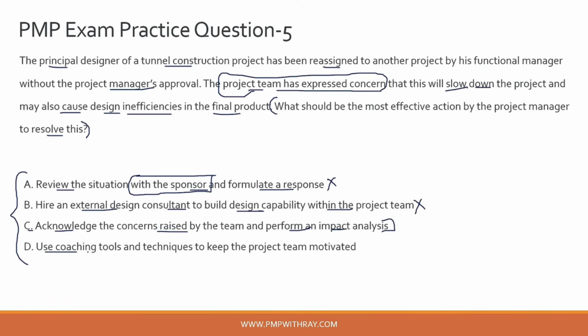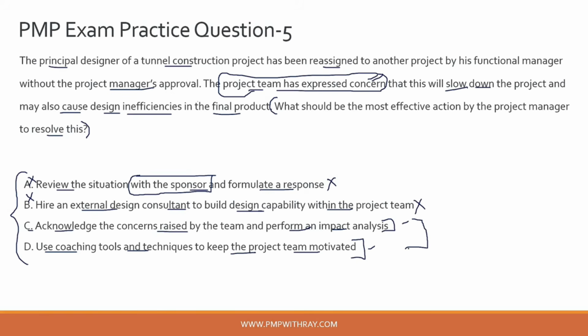Option D, use coaching tools and techniques to keep the project team motivated. Okay, now you know what? That also looks a reasonable option to me because the project team is really concerned here, right? Now their concerns can be valid, can not be valid. That needs to be assessed. But as the project manager, you first need to understand and resolve their concerns. Right, so we'll hold option D as well. So with the first level of iterations, we have eliminated option A, eliminated option B, left with option C and option D. Now let's look at these two options very closely in context of the scenario, guys.